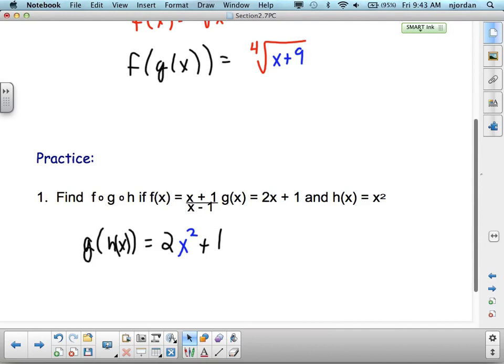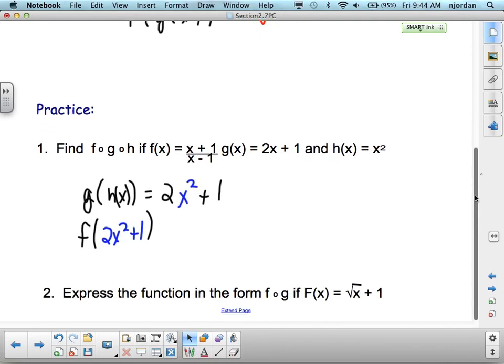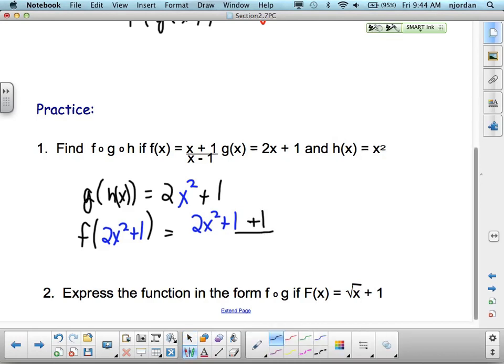Now you want to take that function and plug it into the f function. So we're going to do f of what we just got up there, which was 2x squared plus 1. So that tells us to substitute in a 2x squared plus 1 in for x. And then we have plus 1 divided by a 2x squared plus 1, and then minus 1 in that denominator.